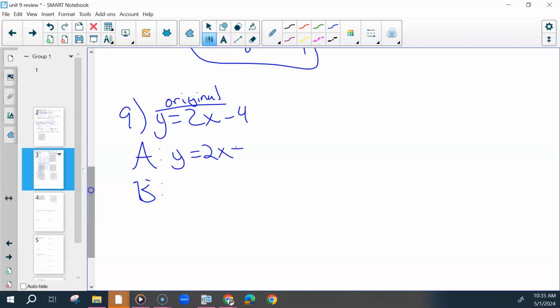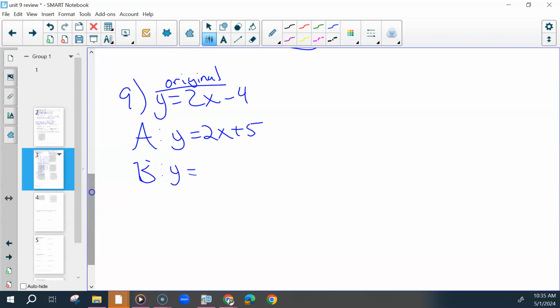Sure, plus 5 works. Perpendicular, switch the slope, keep or change the y-intercept. So make it negative. Y equals -1/2 x. What did you say? For the y-intercept. If it is, we can put -1.